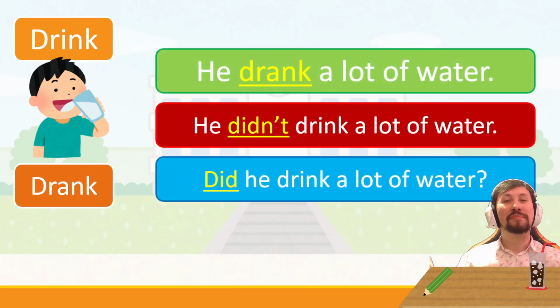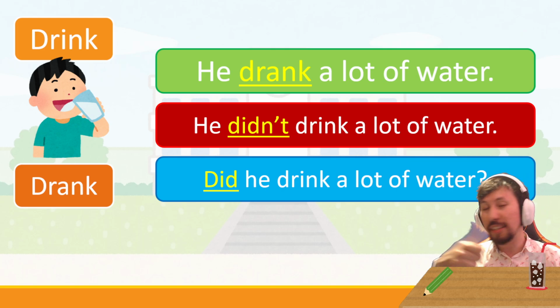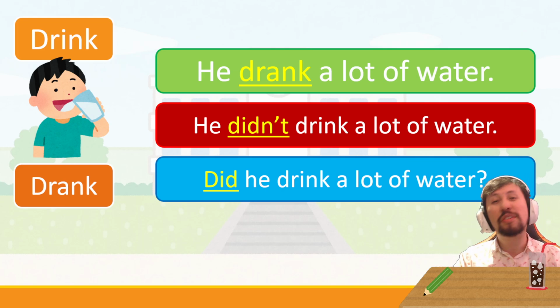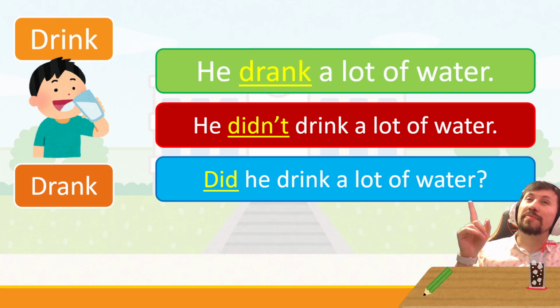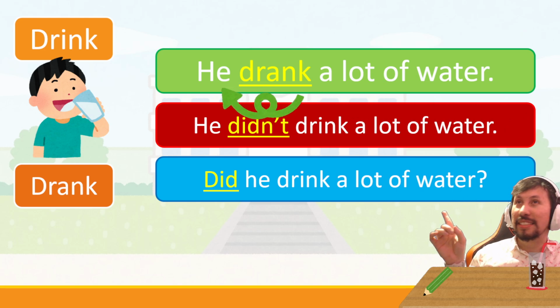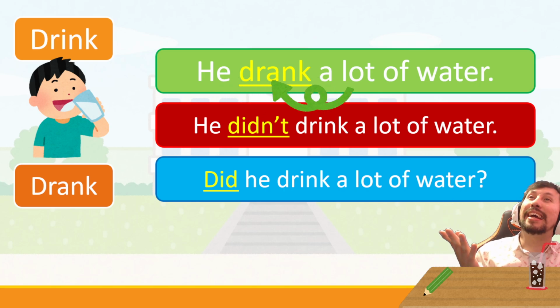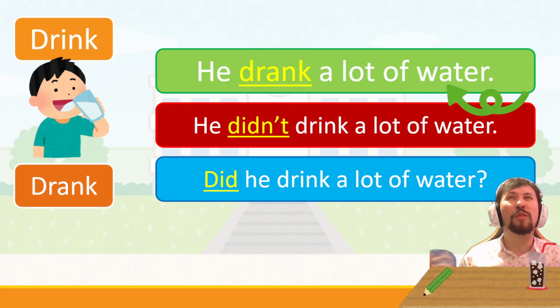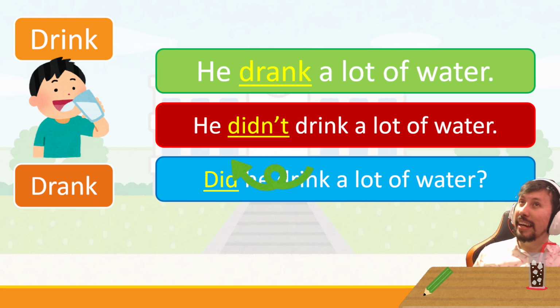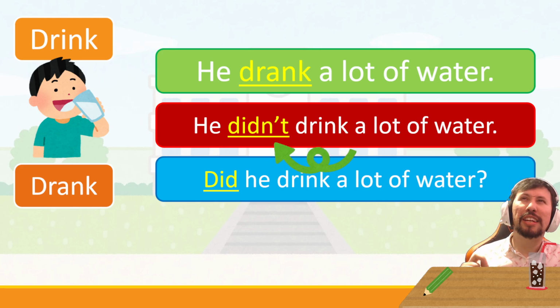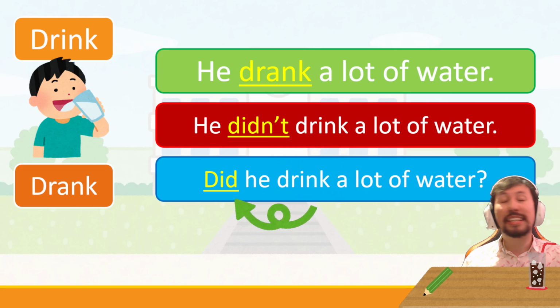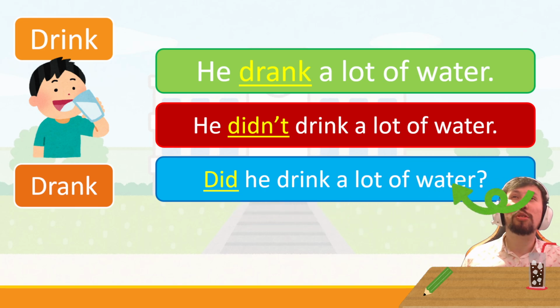Alright, that's it. That is simple past. You have was, were, regular verbs, irregular verbs. And they all follow these rules. You see, in affirmative, you say he drank a lot of water. In negative, you use didn't. He didn't drink a lot of water. And in interrogative, did he drink a lot of water?